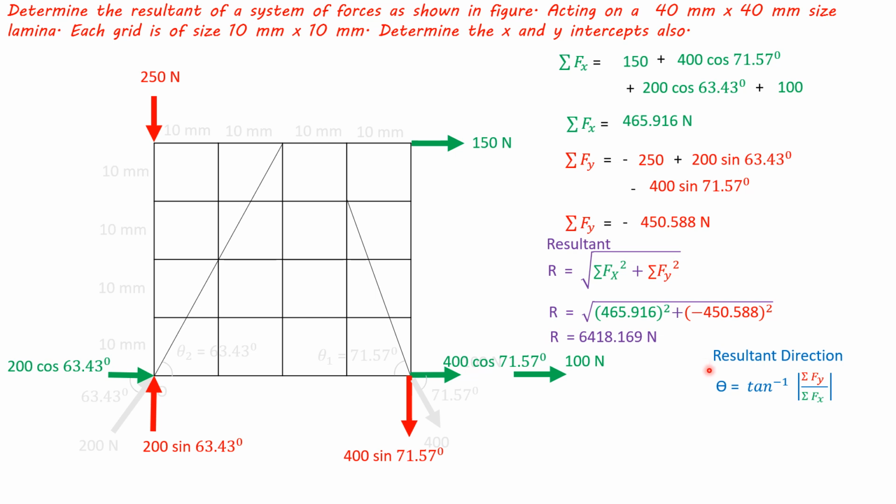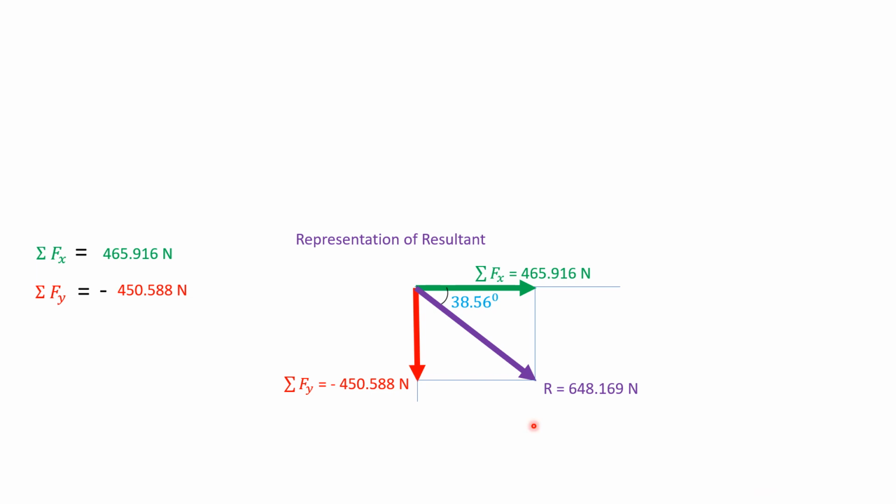Resultant direction is given by theta equal to tan inverse of summation Fy by summation Fx. Substituting summation Fy and summation Fx value, we get theta as 38.56 degrees. Now based on summation Fx and summation Fy values, we see that summation Fx is positive and summation Fy is negative. So this will happen in the fourth quadrant, and resultant is having magnitude of this much, and is making angle of 38.56 degrees to the horizontal.